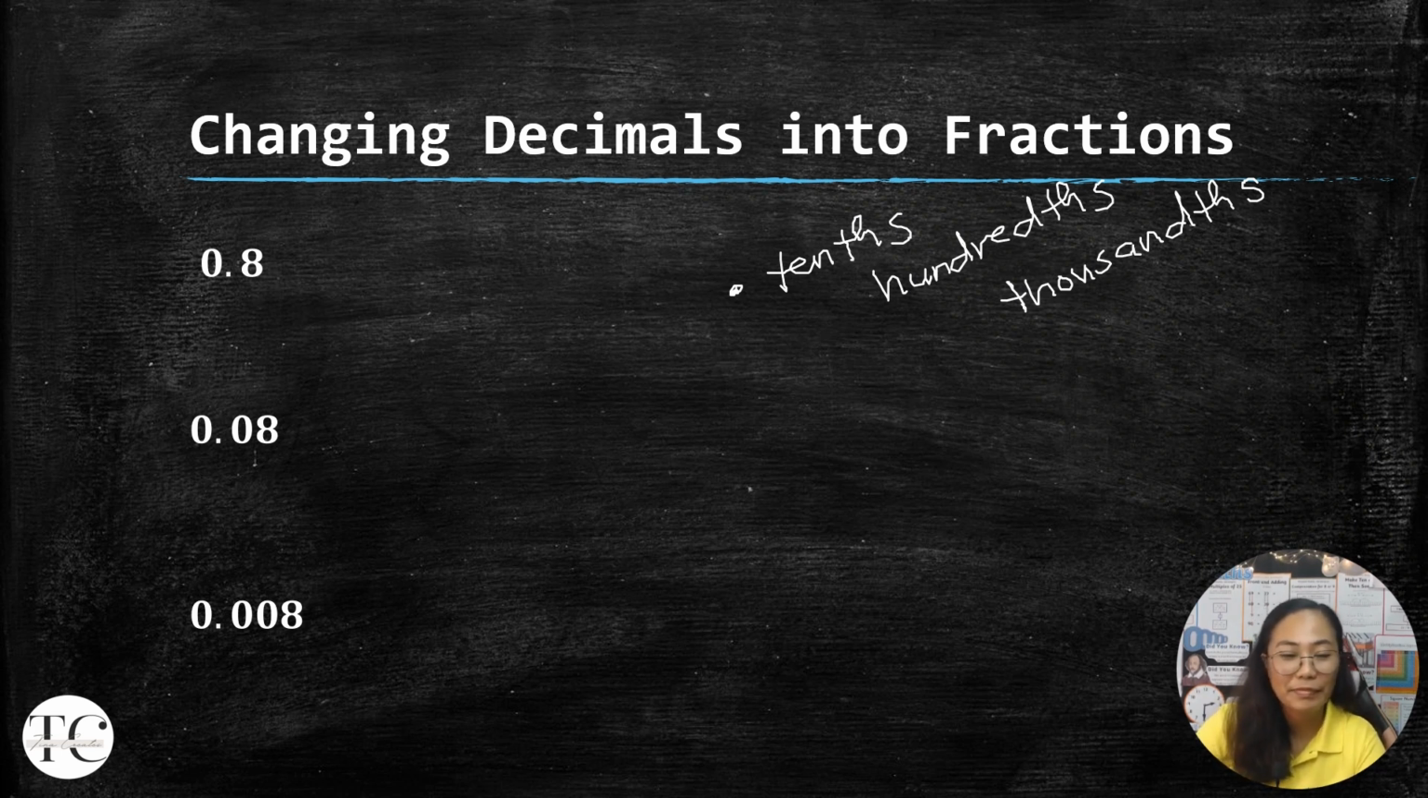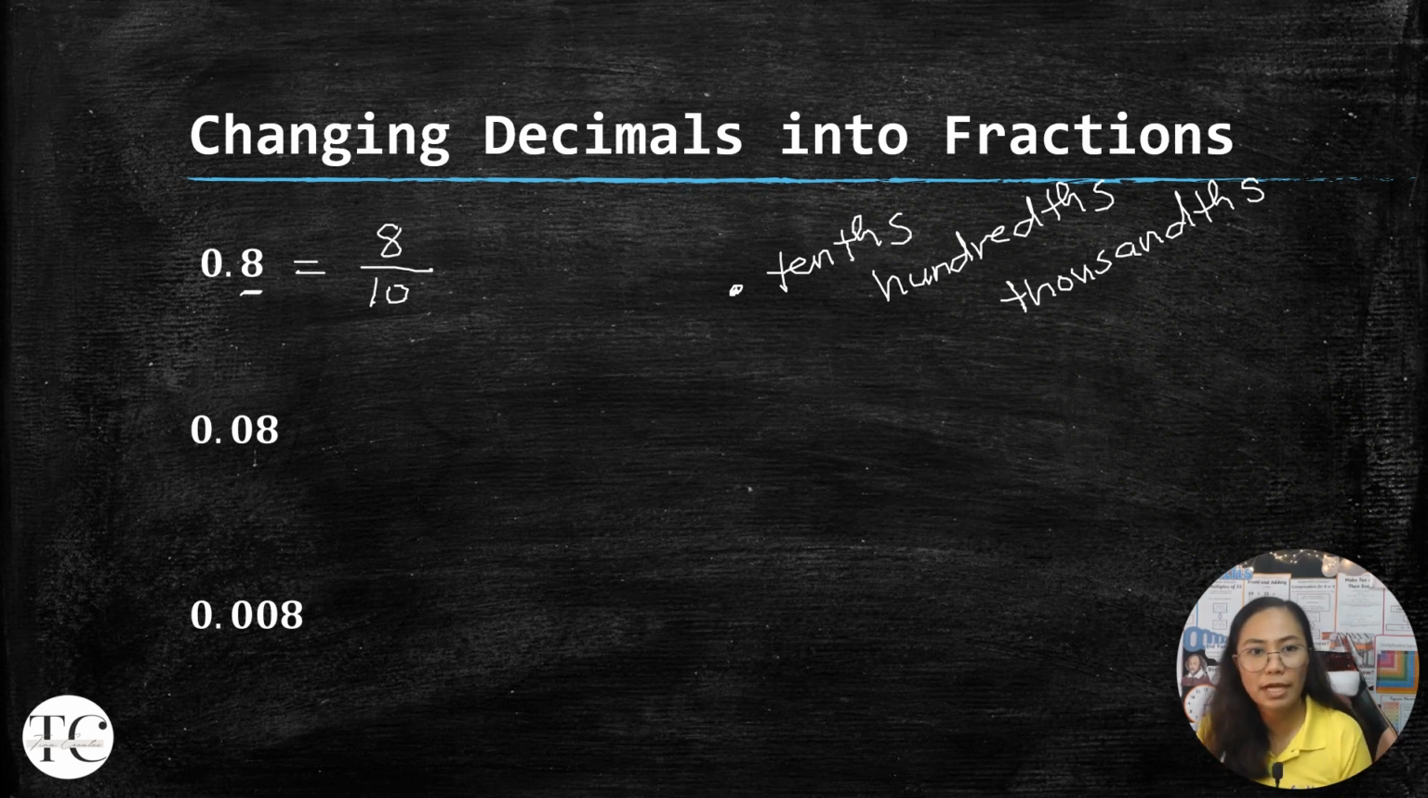Let's start. Let's take a look at 0.8, or if we are going to read this properly, this is 8 tenths. And remember, tenths, which means our denominator will be 10. And numerator will just be 8.